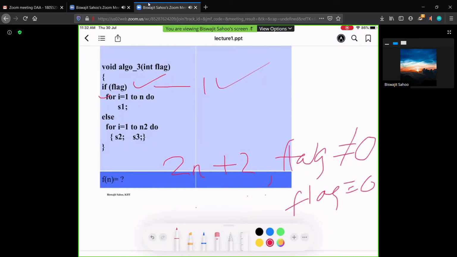Now, should I consider the else statement for frequency count? No, sir. Remember this: the else statement will not be considered. But we will enter here. How many times will this execute? N2 plus 1.